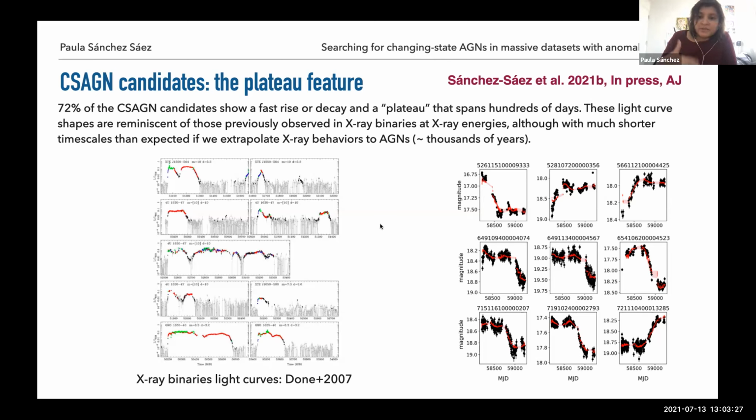So these kinds of shapes are normally expected to be detected in AGN light curves, but with time scales of several thousands of years. So it's interesting that we're observing this with time scales of hundreds of days. And we are still in the process of understanding whether this is something that is actually physically interesting, or this is just an artifact.